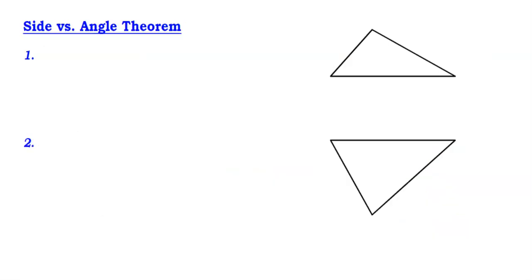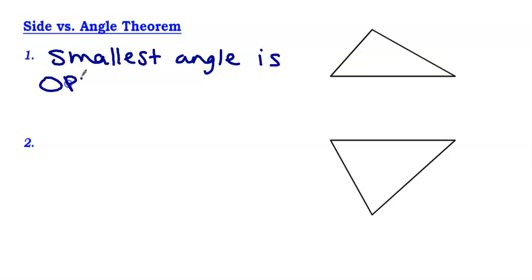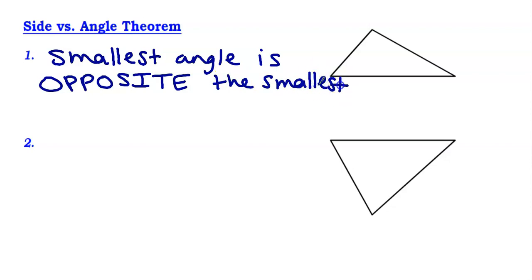Okay, so the smallest angle is opposite the smallest side. So this one right here, across the way. Okay? And then it goes for the largest also. So the largest angle, and then it could be vice versa.